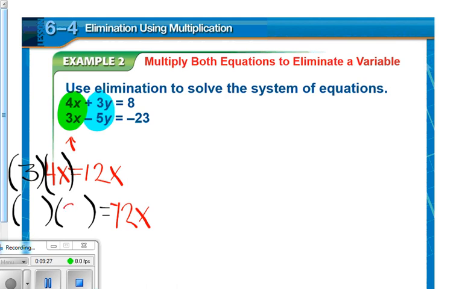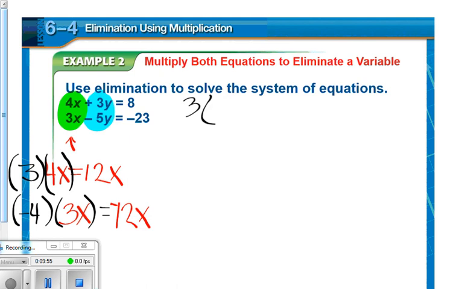So I'm starting out with 3x. And basically, the x stays the same. So what do I have to multiply times 3 to get negative 12? Well, you answered negative 4. Good. Okay? So we're going to go ahead and apply the 3 times the first equation and the negative 4 times the second. So show you what it looks like.